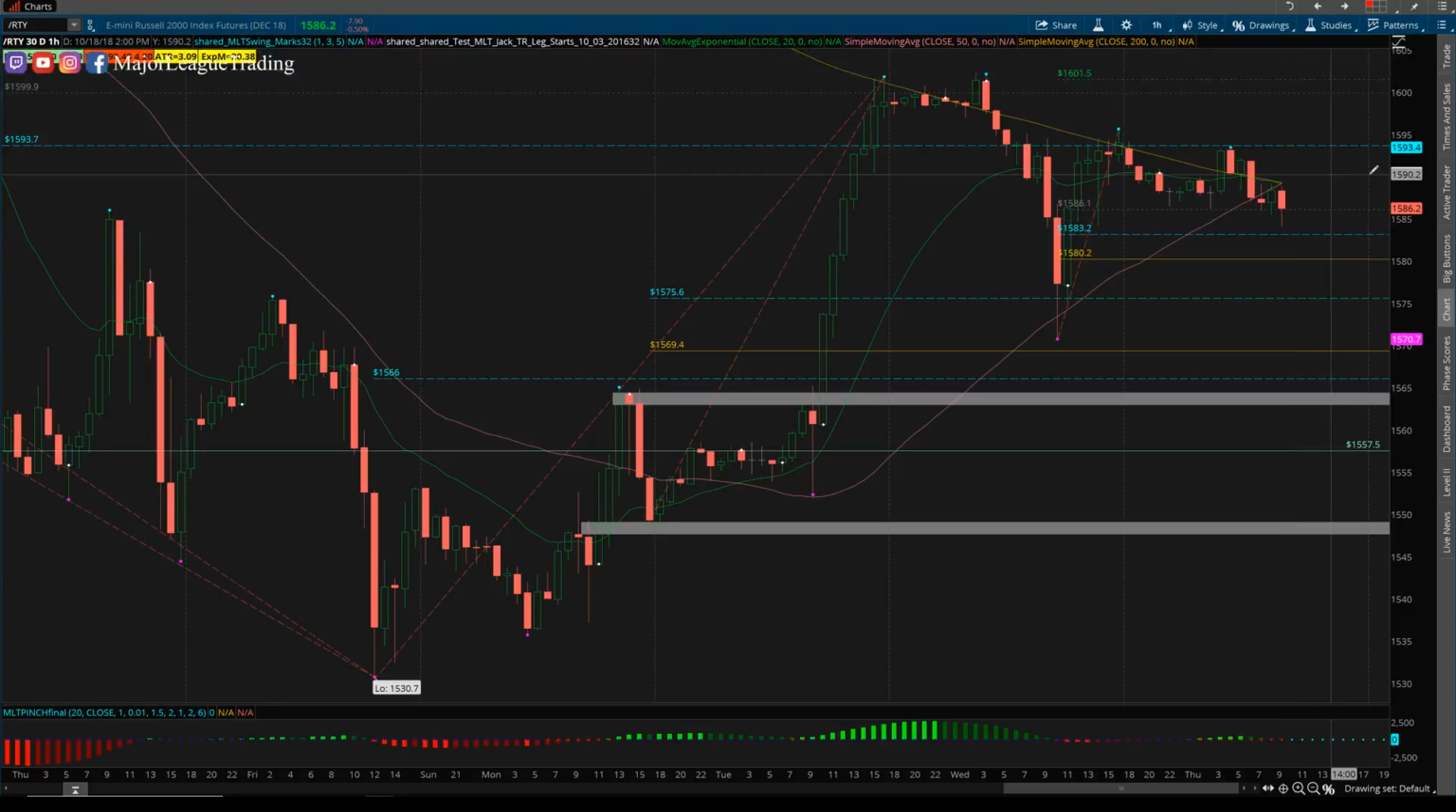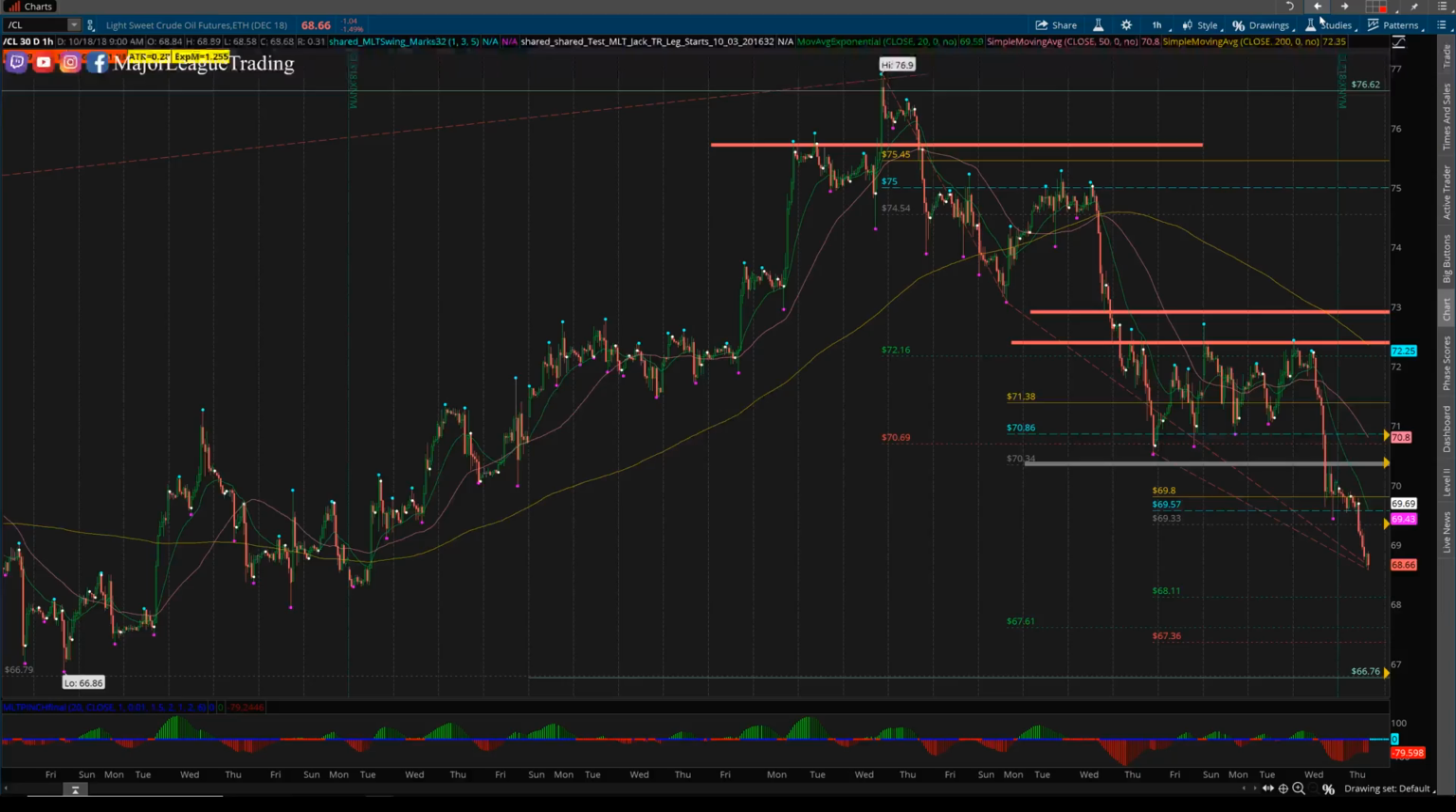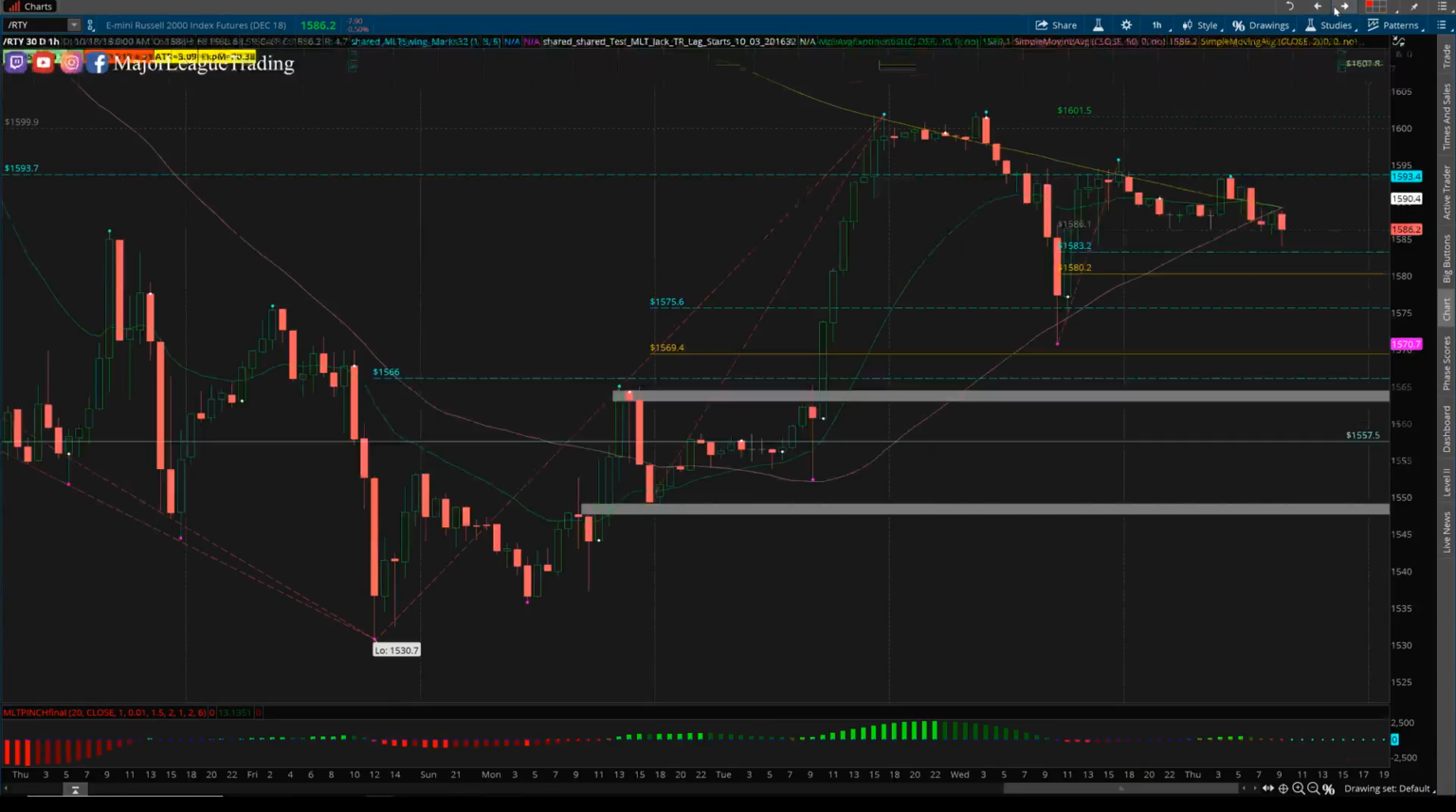If that does hold, guys, we start getting a bid above 1693. That's really what I'm looking for. A bid above 1693 should take us up into the next resistance level at 1607.8. So if we can clear 1693, look for a move above to 1607.8. That's what I'm going to be looking for.